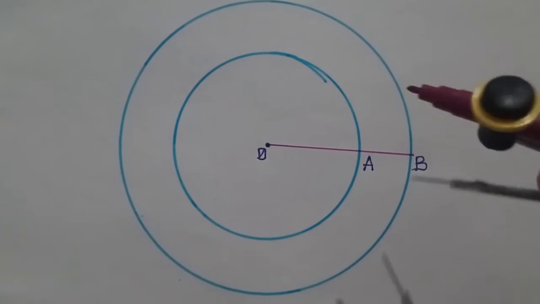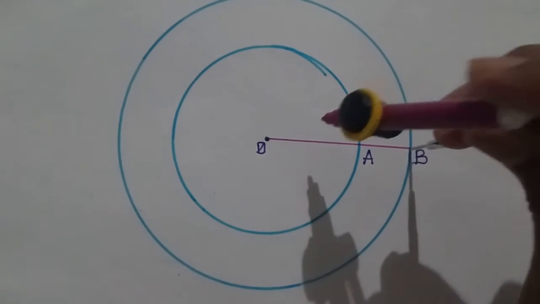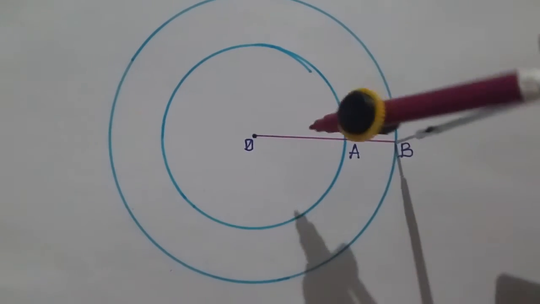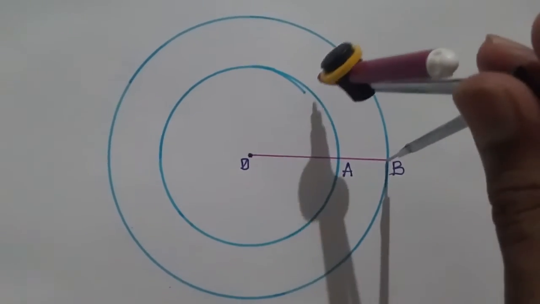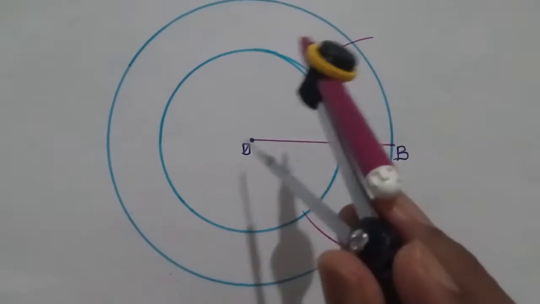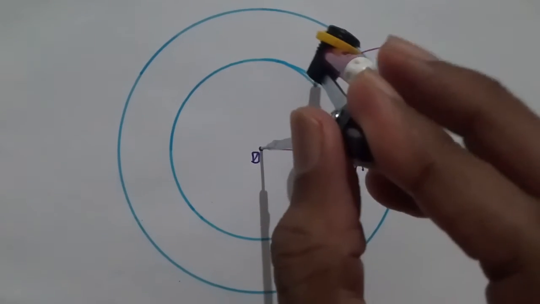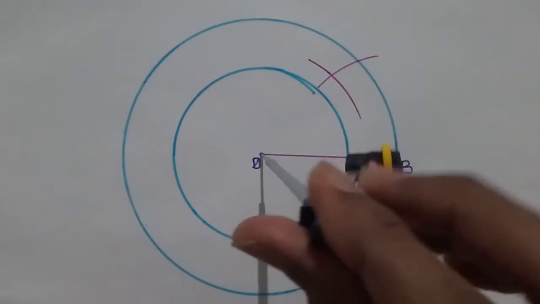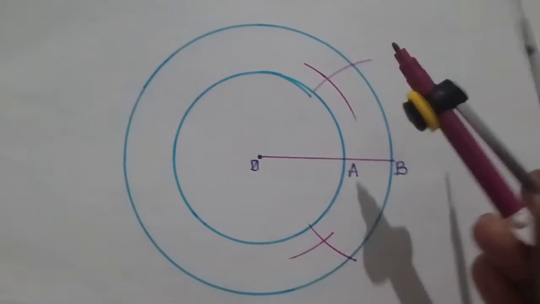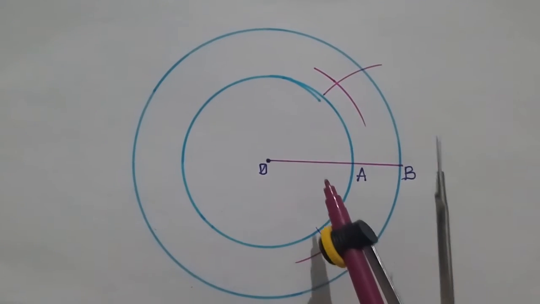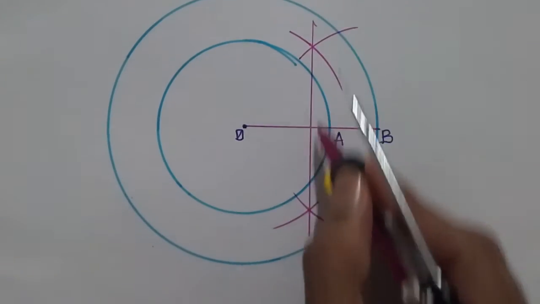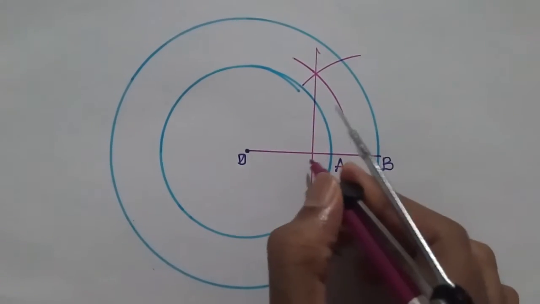By taking half of the radius, take this much radius and draw the perpendicular bisector. With O as the center, intersect the previous arcs and join this. It bisects at M.